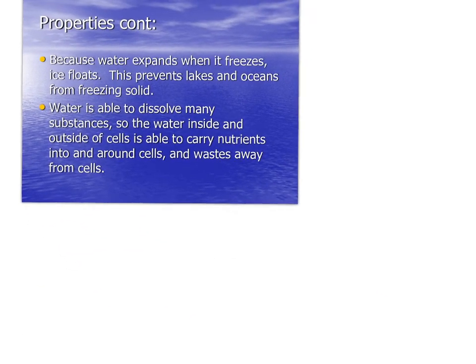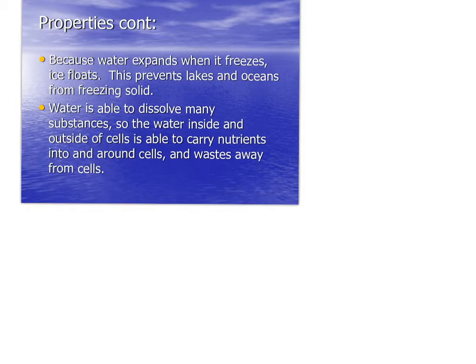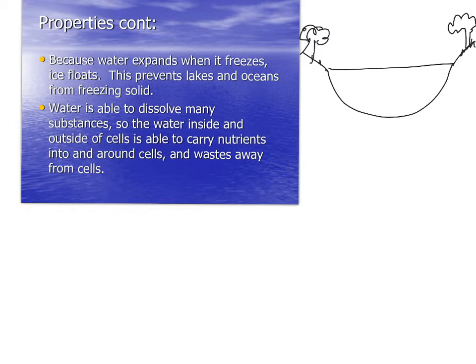Because water expands when it freezes, ice floats, and that prevents lakes and oceans from freezing solid. Now let's think about what that means. So if you have this bowl, and let's think of the bowl as a lake, and here's a hill, there's grass, and maybe a tree. And on this side is some more grass and some more trees. There's a little fish in here, a lot of fish and turtles and frogs and whatever.